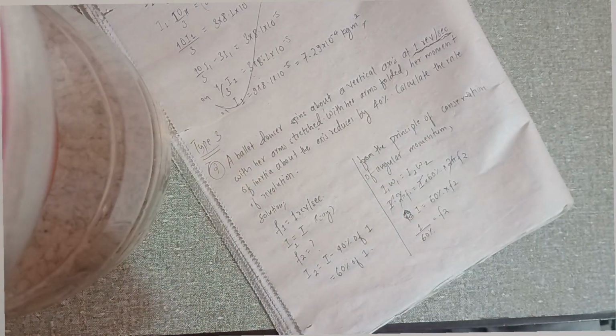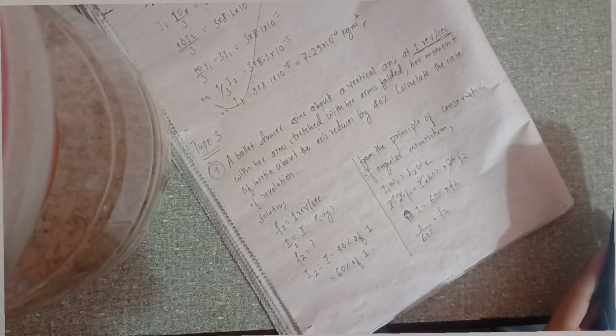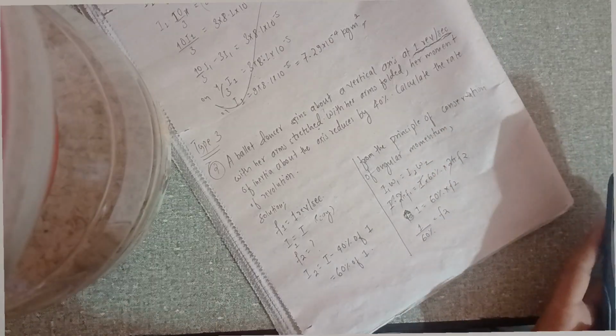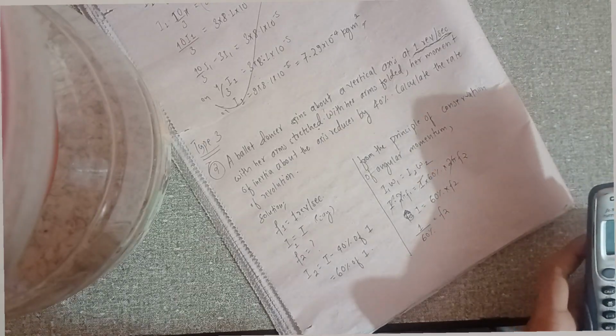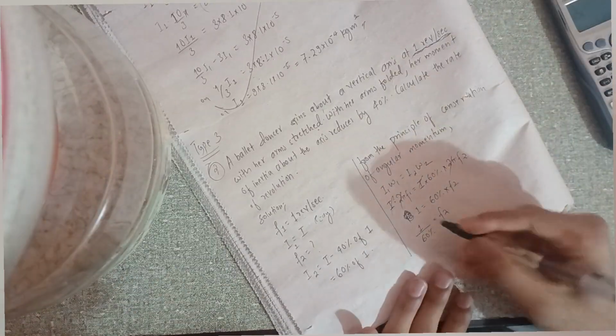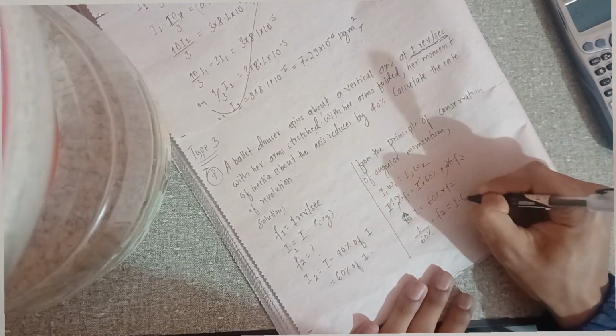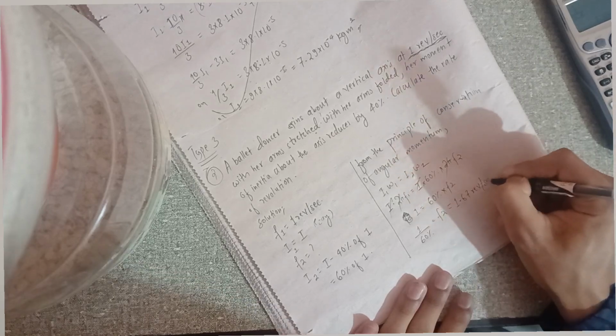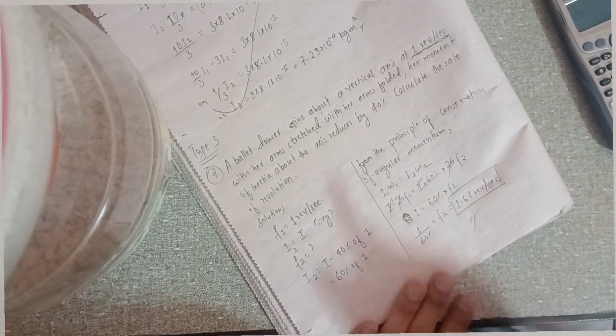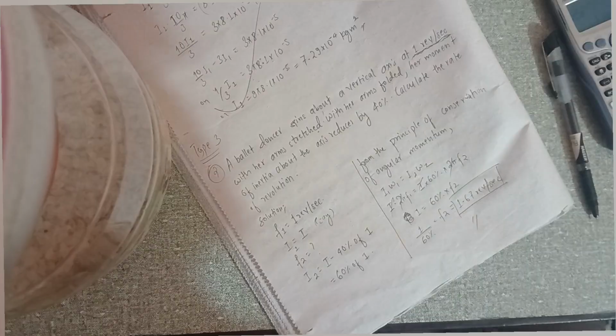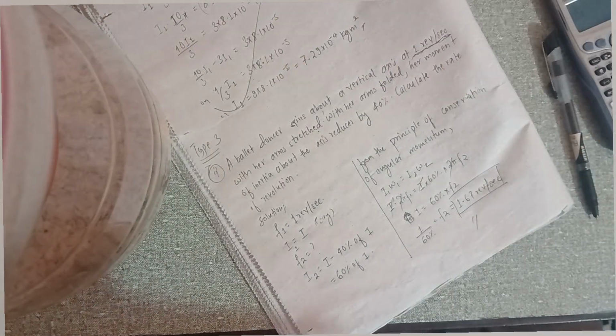So if you do that, let me do it, 60% is 0.6 basically, so you just do 1 by 0.6 and that will be 1.67 revolutions per second. This is the answer you need, and that's it. So we have completed all the types of questions given in the book.